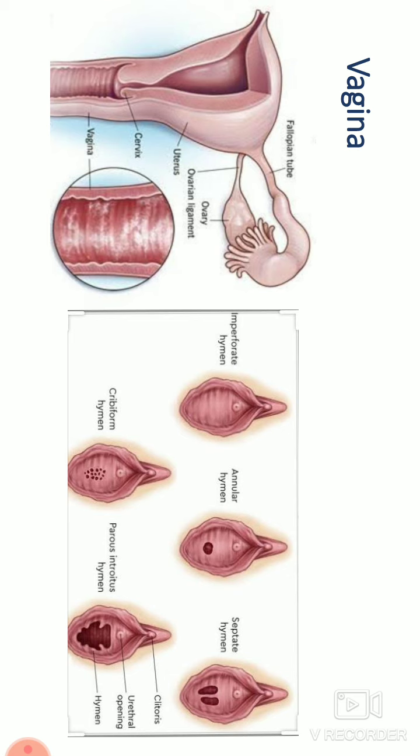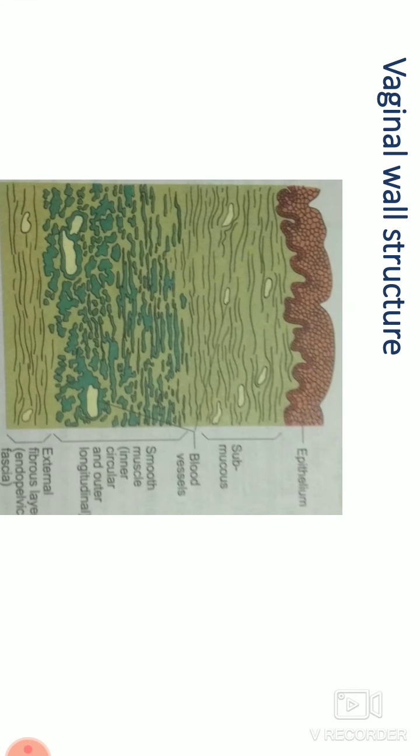The cribriform type, see, it is the cribriform type, the septate type, the semilunar type, or imperforate hymen. Sometimes the hymen is not perforated, the girl menstruates but the blood doesn't come out, and this condition is called cryptomenorrhea. Here you can see the layers: the epithelium, the submucous layer, the longitudinal and circular layer, and lastly the fibrous layer.